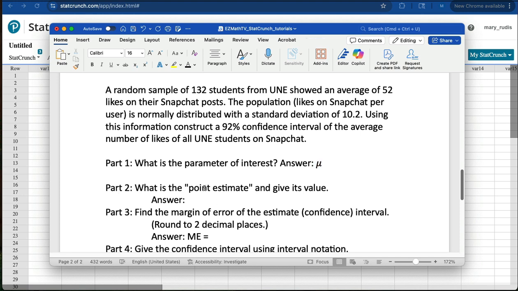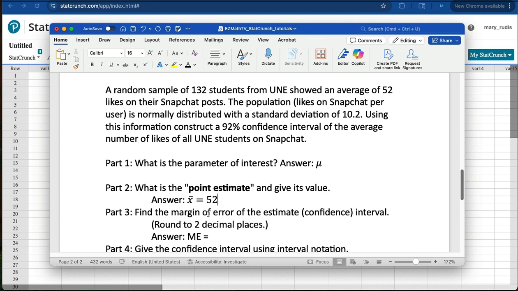Part two, what is the point estimate and give its value? When we talk about point estimate, we're talking about based on our sample, what is our best estimate of the true mean mu right now? So you'll notice we have a sample of 132 students, and we found from that that the average was 52 likes. So that's how we're going to express our answer: x bar, which is the average from our sample, equals 52.